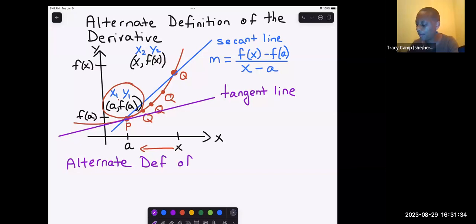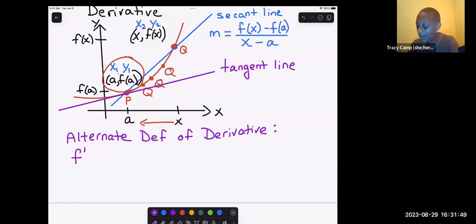The definition of derivative is, once again, we use this notation. So f prime, that little apostrophe, we read that as prime. But this time we just say f prime of a, because we're thinking of the tangent line at P, the tangent line to this curve f at P, which has the x coordinate a.